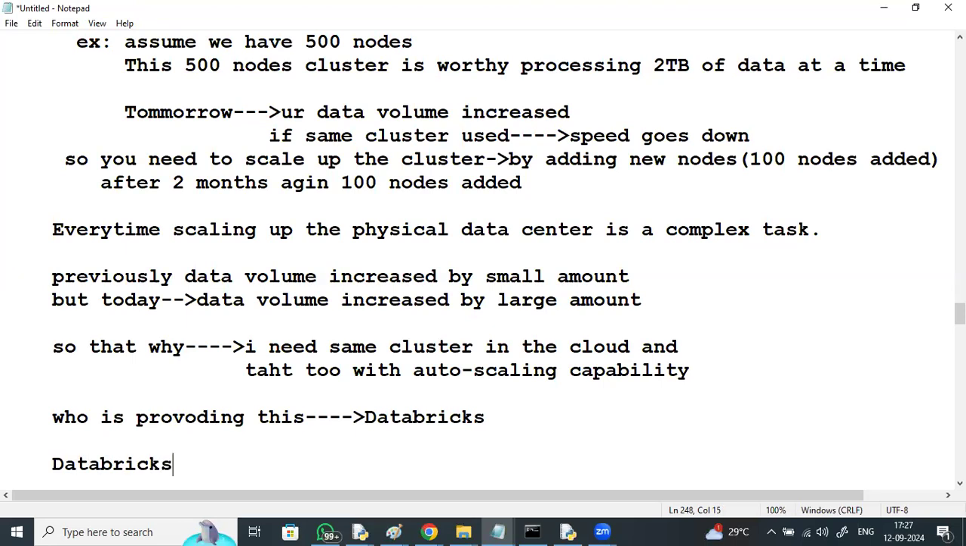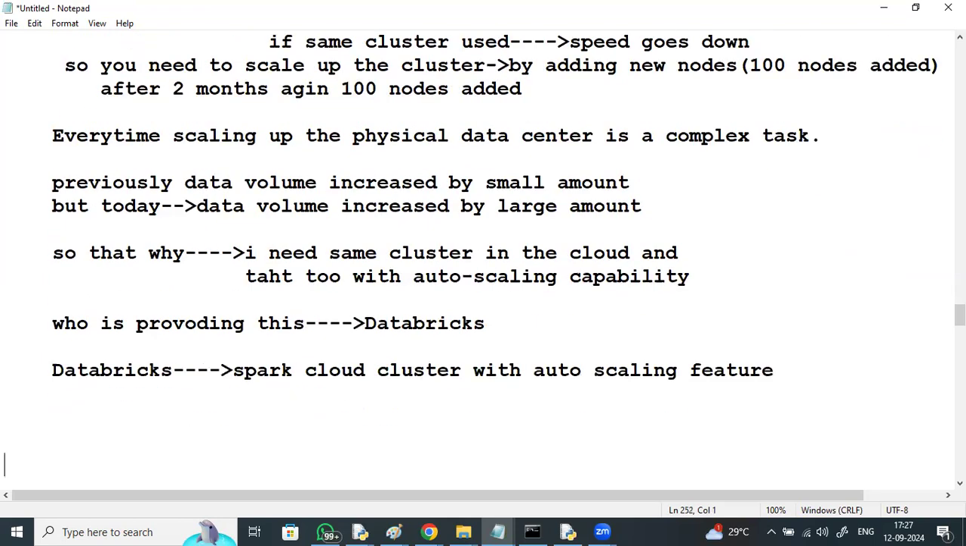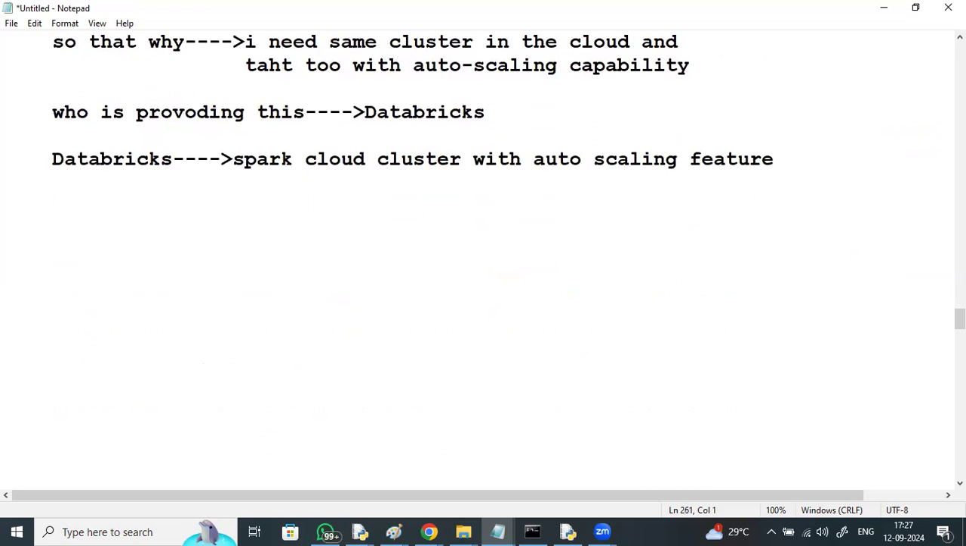Databricks, what is Databricks? Who is providing this? Databricks, yes. A Spark cloud cluster with auto scaling feature. So I'm talking about normal Databricks, not Azure Databricks.